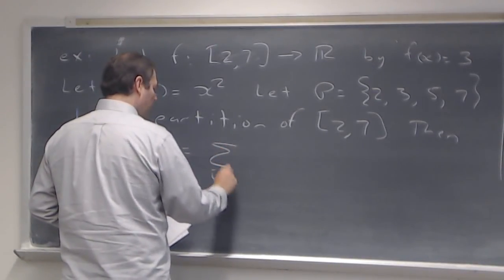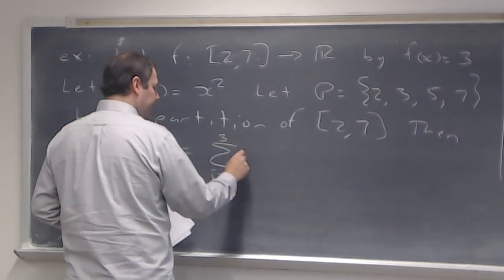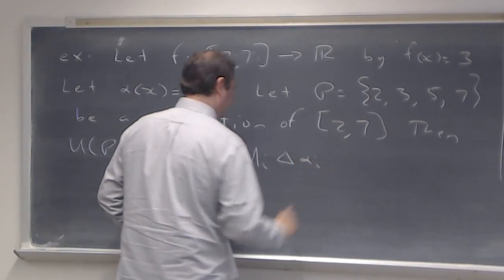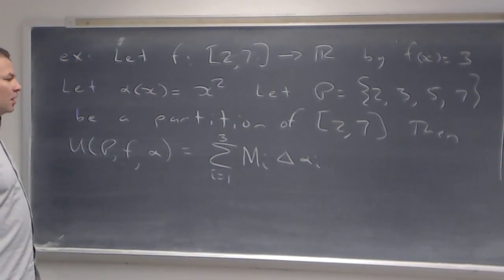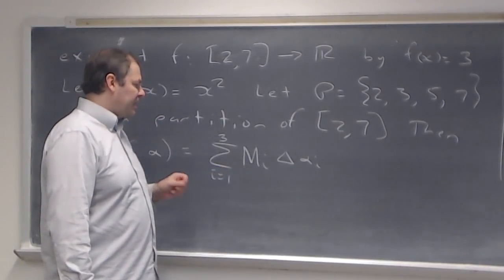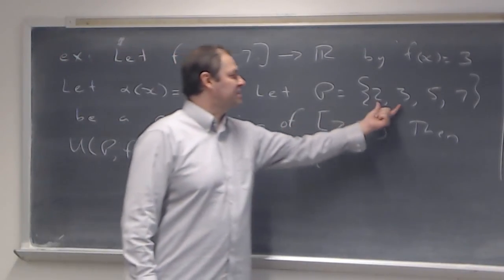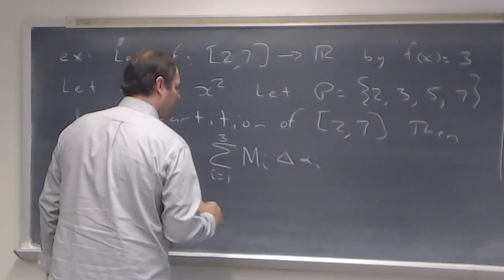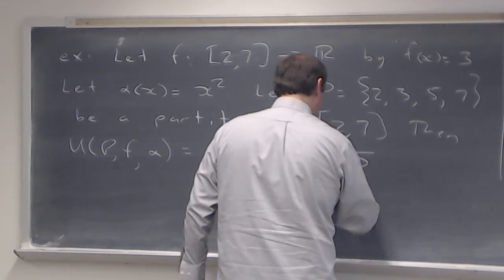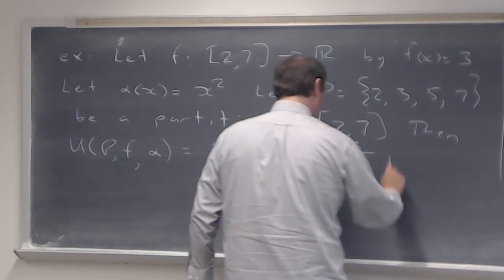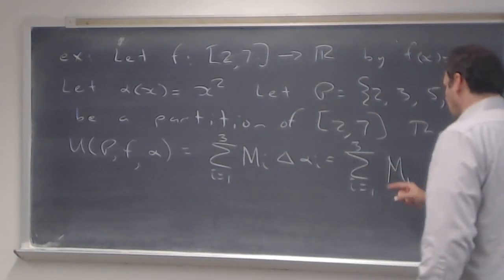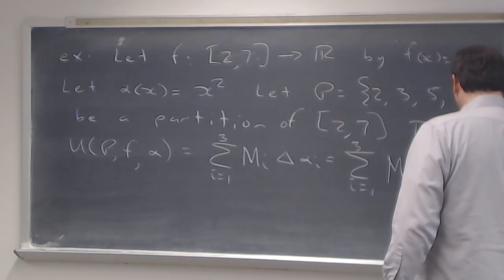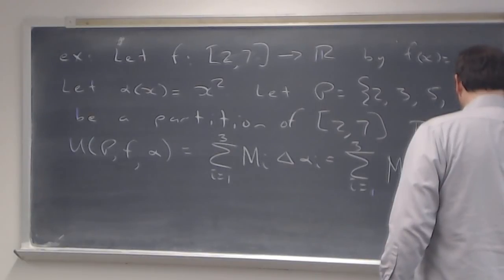the sum as I run from 1 to, here it would be 3, of big M sub i times delta alpha sub i. That's the way we have it defined. Where M sub i, you might remember, is going to be the biggest value for f of x over the sub-intervals that we have here. And the delta alpha sub i is going to be alpha of x sub i minus alpha of x sub i minus 1.